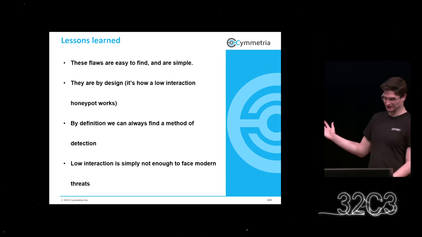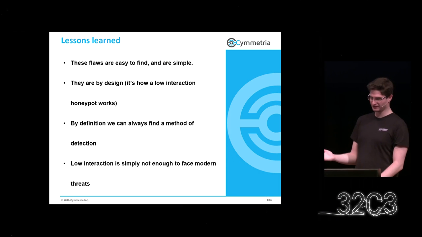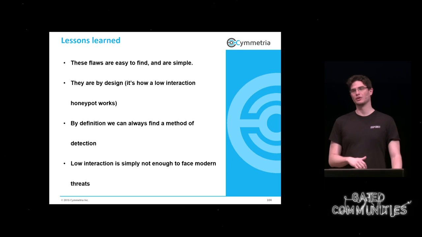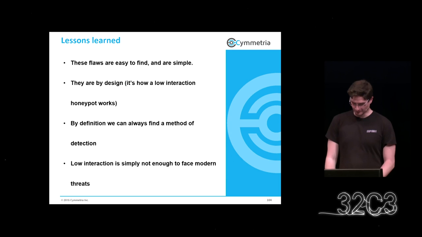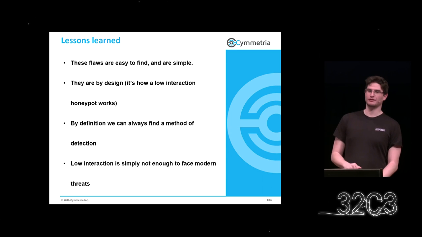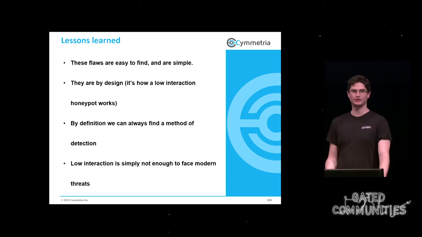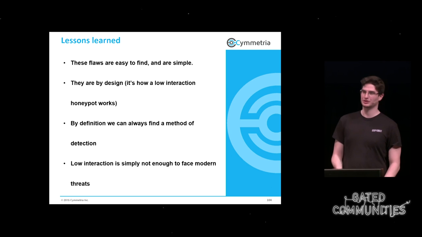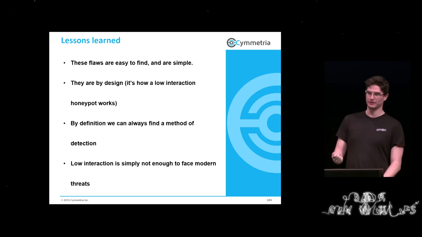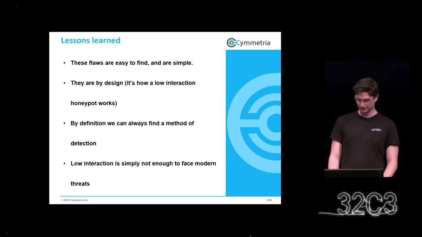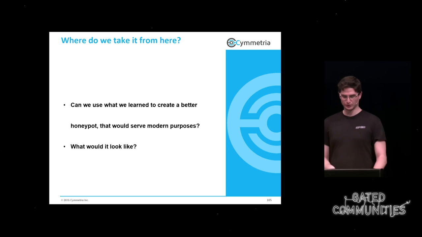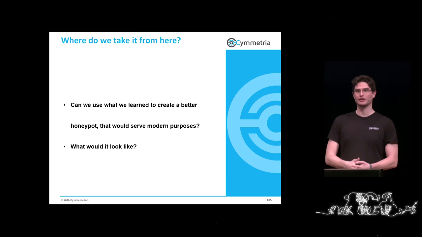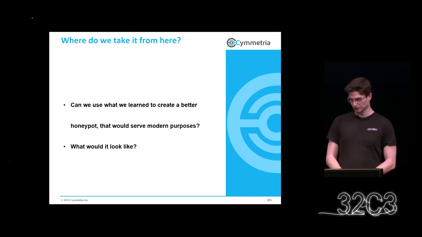So lessons learned, right? These flaws are really simple to find. They are by design, so no low interaction honeypot can avoid having these types of flaws. And what we're realizing is if an attacker is aware of deception and is looking for it, specifically low interaction honeypots, they'll be able to find and detect them and use them against the defender, right? So what can we do to do this better? What would a good way of doing deception look like?